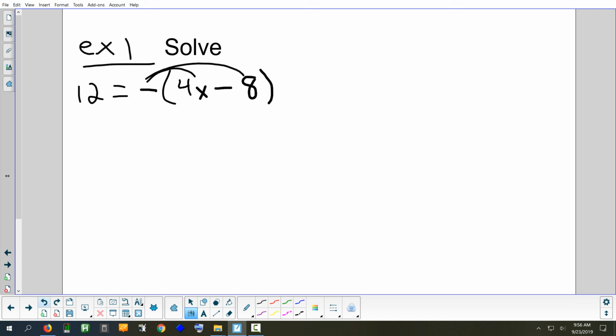Does that negative do anything to the number 12? No. The 12 is on its own on a separate side. Just going to stay right where it is. So when I multiply here, what's negative times 4x? Negative 4x. Yeah, there's not really a lot you can do.